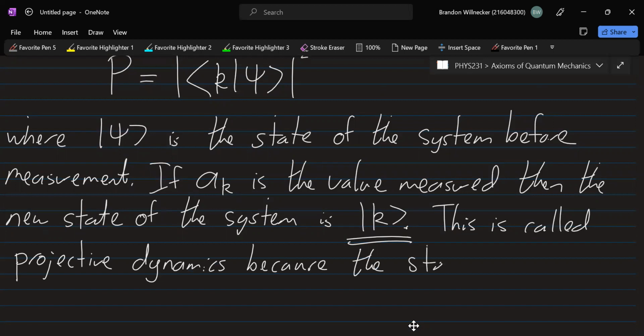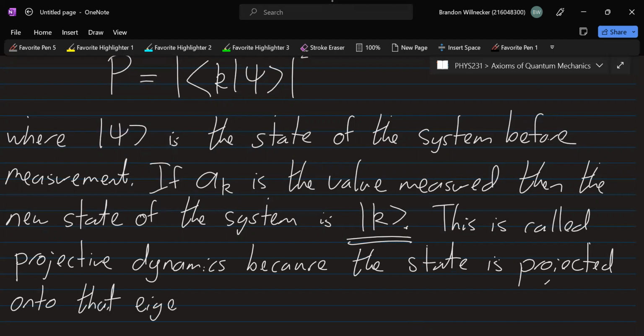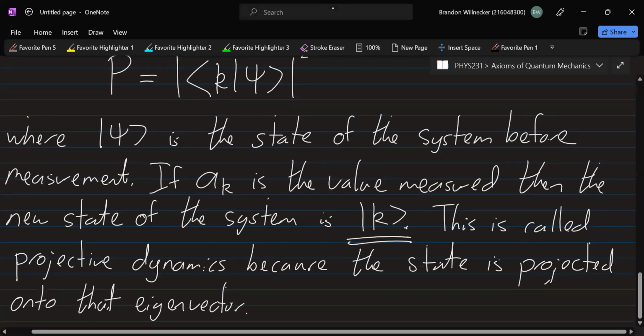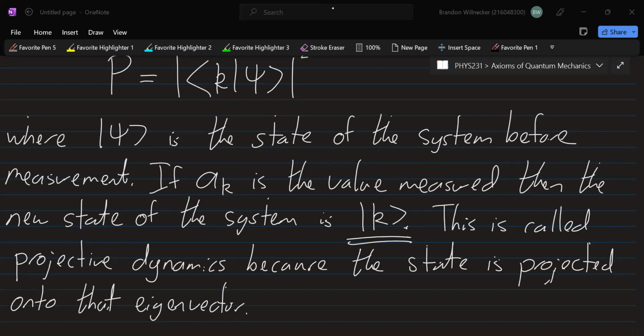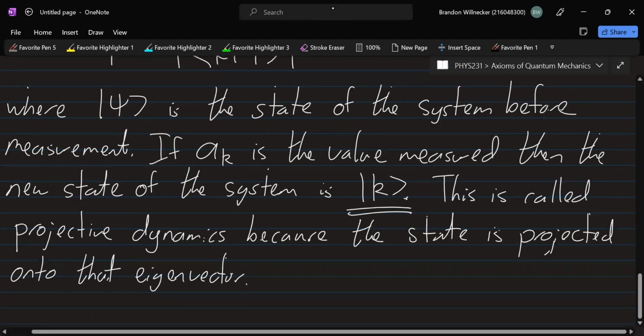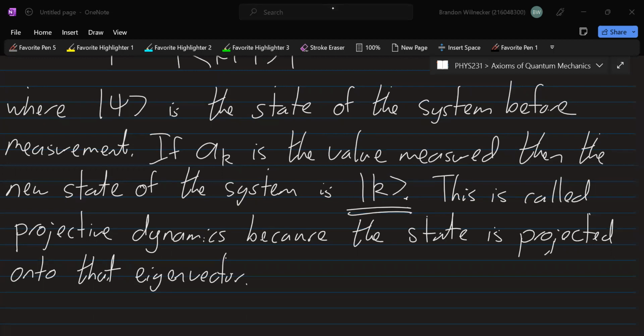Because the state is projected onto that eigenvector. So you end up with a vector that is along that line. And of course, it has to be normalized. So this projective dynamics can be written in a different way.